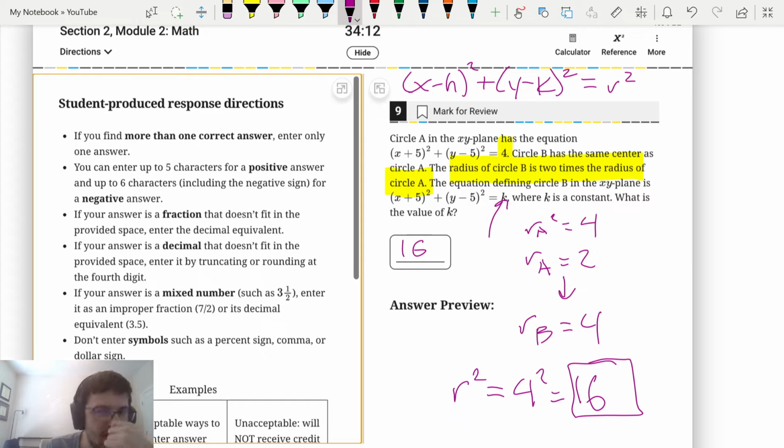They ask questions about this all the time. You got to know the circle equation. For whatever reason, they do not give it to you on the formula sheet. Okay? So you got to know how to do it.